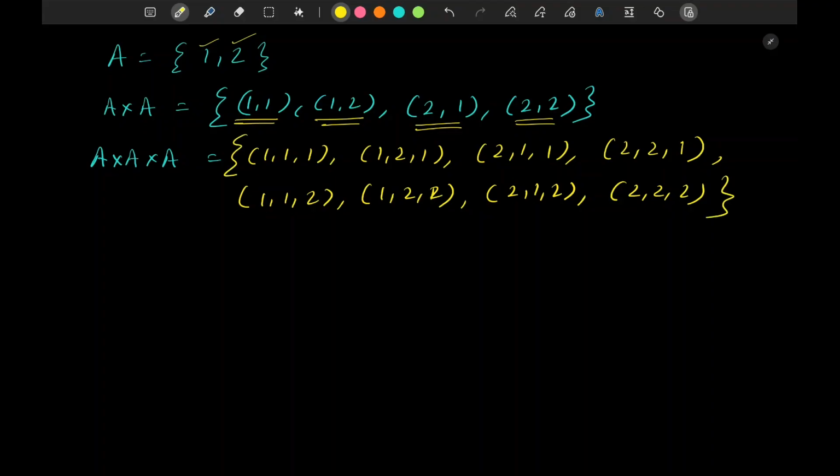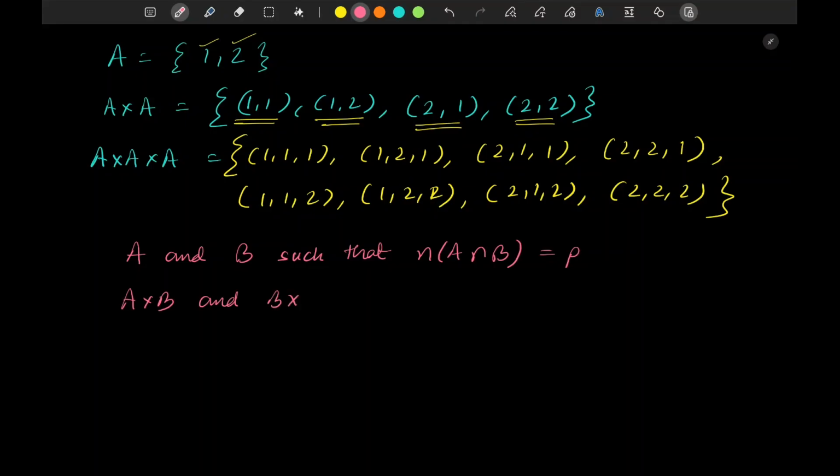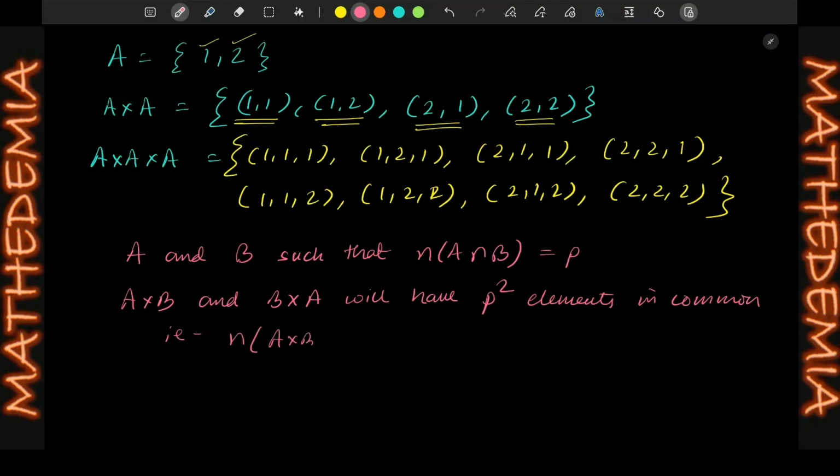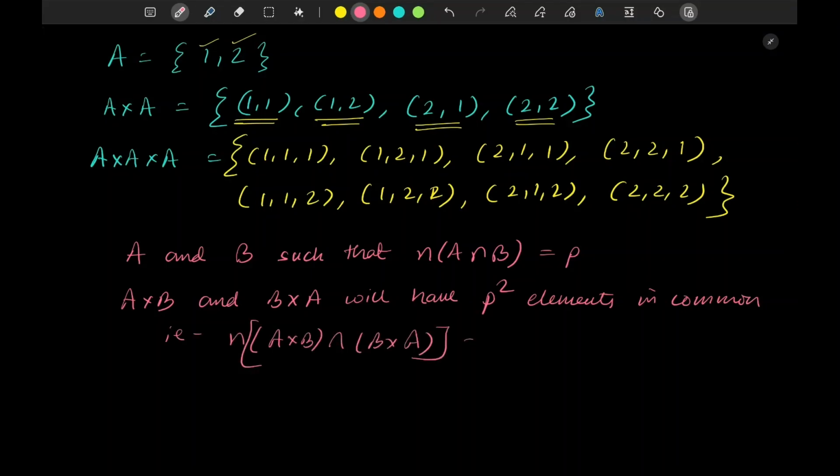Now, there can also be cases where the Cartesian product of two sets is obtained in which both the sets have a few elements in common. So, for example, let us take two sets A and B such that the number of common elements between them is P. Then A cross B and B cross A will have P square elements in common. That is, the cardinality of (A cross B) intersection (B cross A) will be equal to P square.